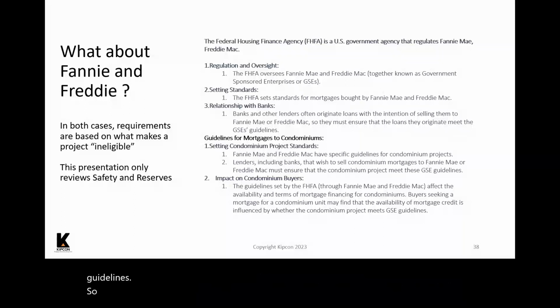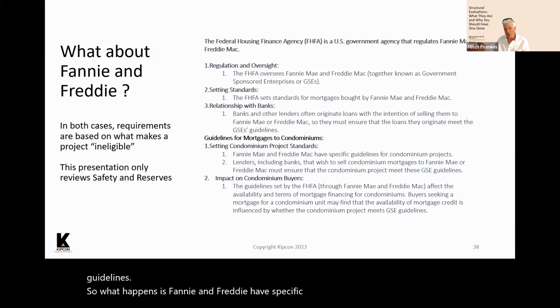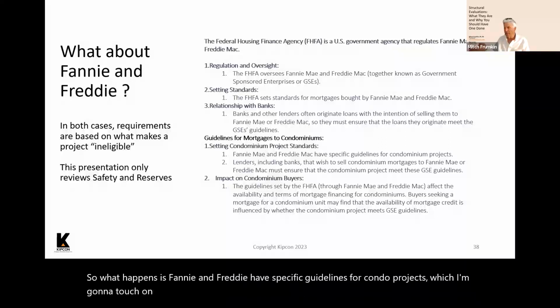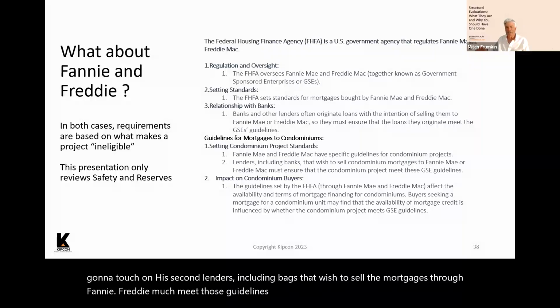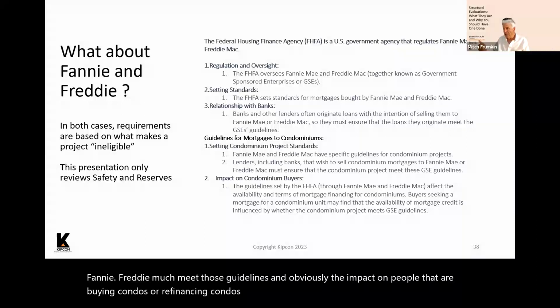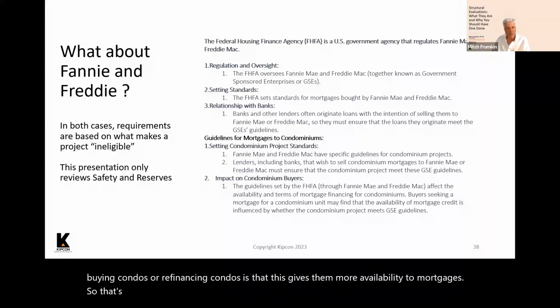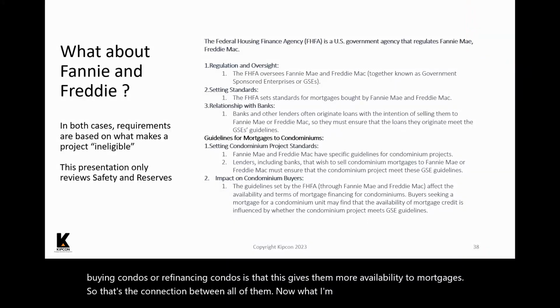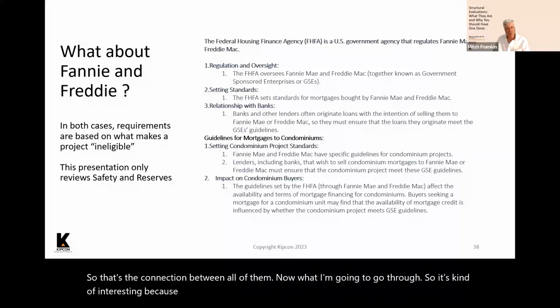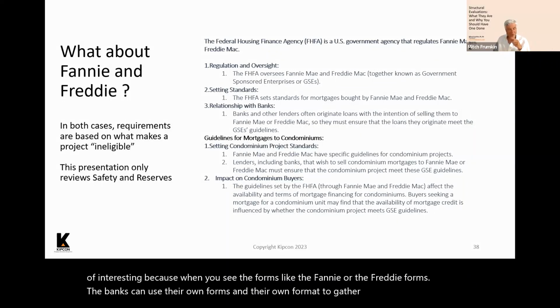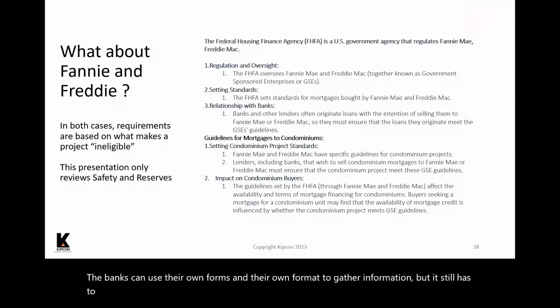So what happens is Fannie and Freddie have specific guidelines for condo projects, which I'm going to touch on in a second. Lenders, including banks that wish to sell the mortgages to Fannie and Freddie, must meet those guidelines. And obviously the impact on people that are buying condos or refinancing condos is that this gives them more availability to mortgages. So that's the connection between all of them. Now, it's kind of interesting because when you see the Fannie or the Freddie forms, the banks can use their own forms and their own format to gather information, but it still has to meet the requirements of Fannie and Freddie.